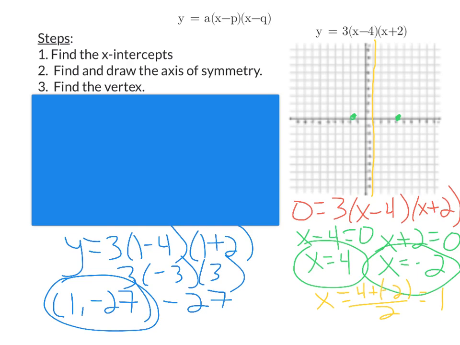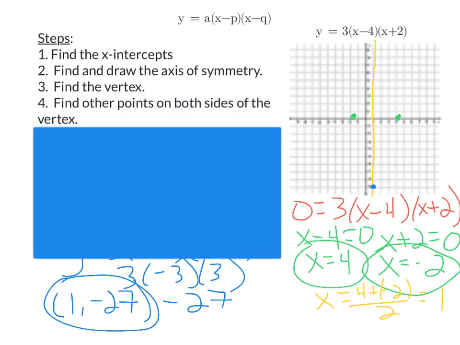Now the point (1, -27) is not going to fit on this particular graph. So let's adjust our scale. Instead of going by 1 on each of the y values, we'll go by, let's say, 3, because 3 is a factor of 27. So my vertex would be the point down here, (1, -27).